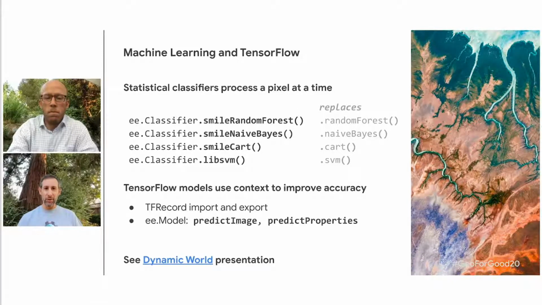You can import and export data in TFRecord format to train TensorFlow models. And ee.Model lets you use trained models directly in Earth Engine code. You can host models on Google's Cloud AI Platform and run inference on imagery and on tabular data using predict properties. We've been actively improving the performance of these algorithms. You can see the talk on Dynamic World, in particular, where Chris will describe how we've built a global 10-meter land cover map.